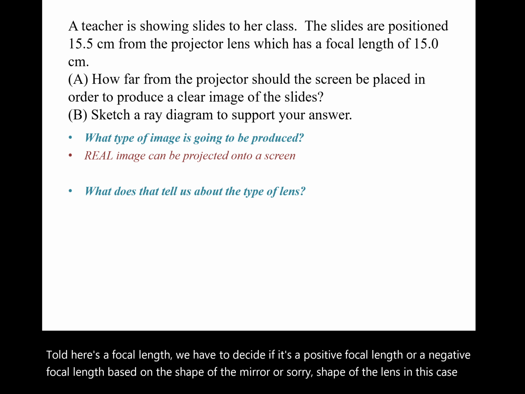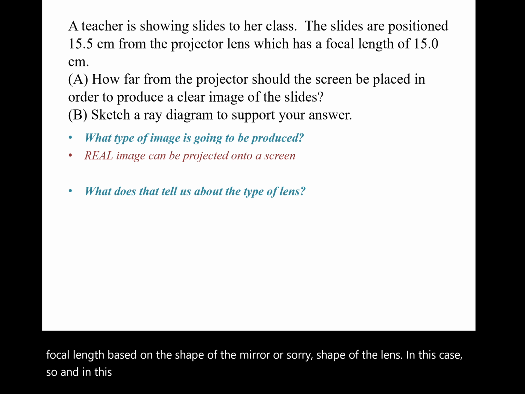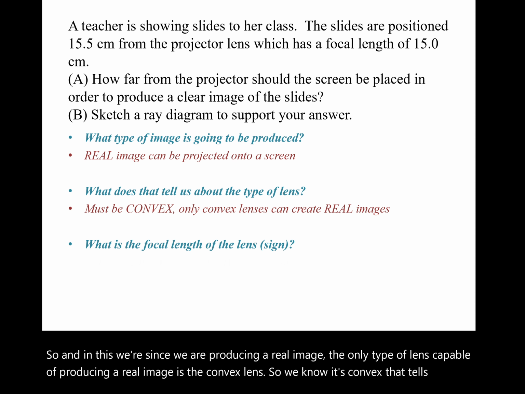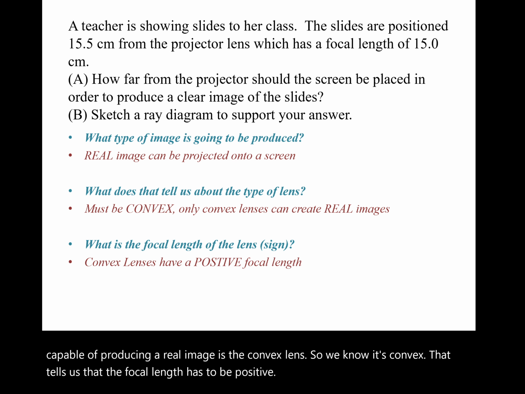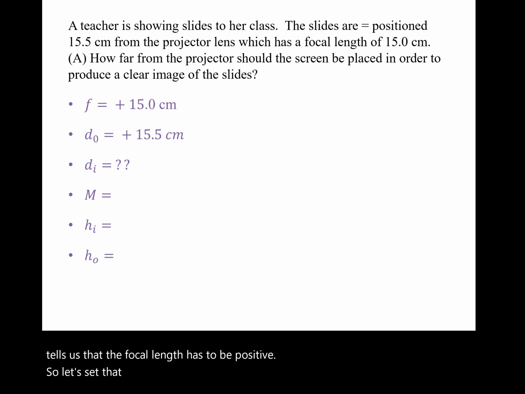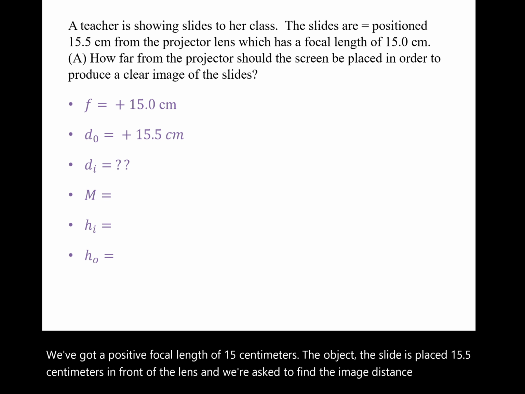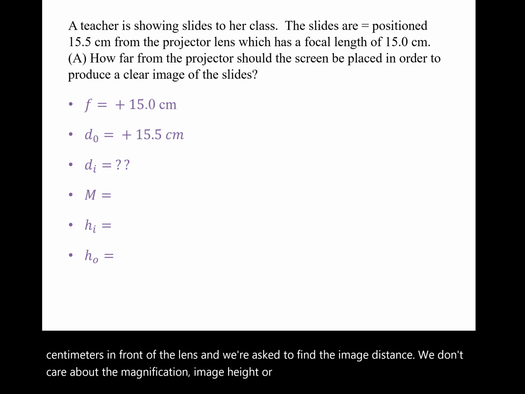Since we are producing a real image, the only type of lens capable of producing a real image is the convex lens. So we know it's convex. That tells us that the focal length has to be positive. So let's set that up. We've got positive focal length of 15 centimeters. The object, the slide, is placed 15.5 centimeters in front of the lens, and we're asked to find the image distance. We don't care about the magnification, image height, or object height.